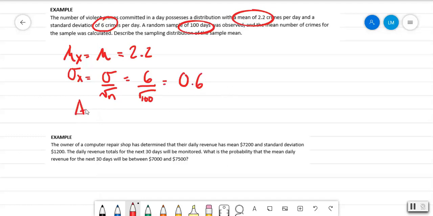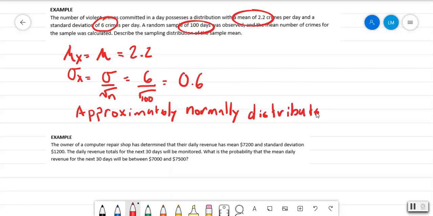So what this tells me is that if I want to describe the distribution of the number of crimes committed, we'll say that it's approximately normally distributed with the mean 2.2 and the standard deviation of x bar equal to 0.6, and then that would be it.